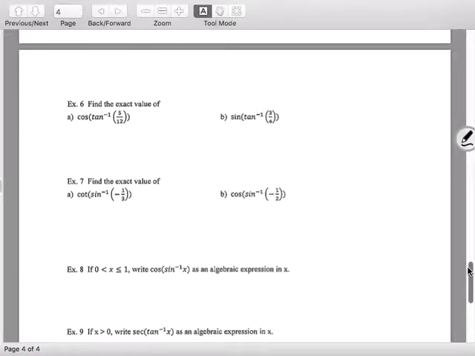All right, so let's look at example 6. Again, we're not going to use a calculator. It says find, and anytime you see exact value, that's a no calculator situation. So it says we want to find the cosine of inverse tangent of 5/12.